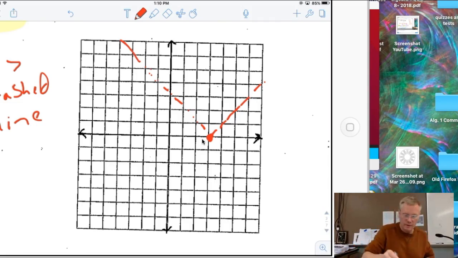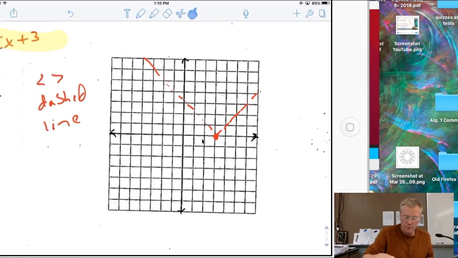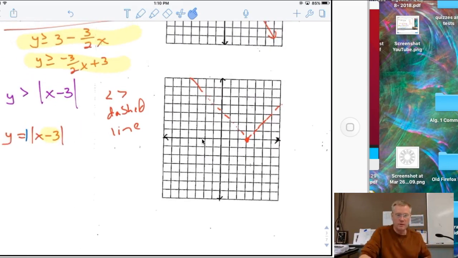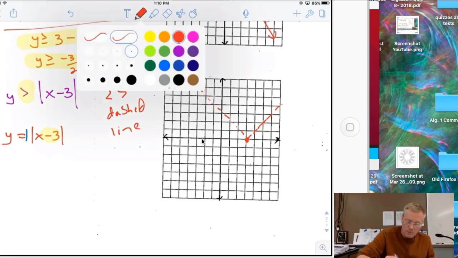Okay, and there's my V. Not perfect, but good enough for the moment. All right, so that's what I get when I graph just y equals the absolute value of x minus 3. Now let's throw this part into it and talk about what happens when I make that y is greater than. That same rule that I told you about, where y is greater than, you shade above the line, still holds true. Good thing for you.